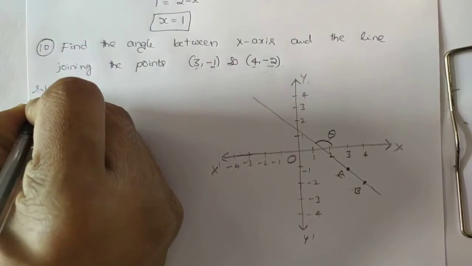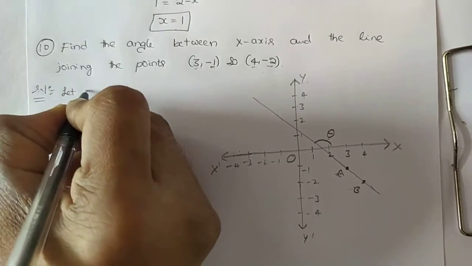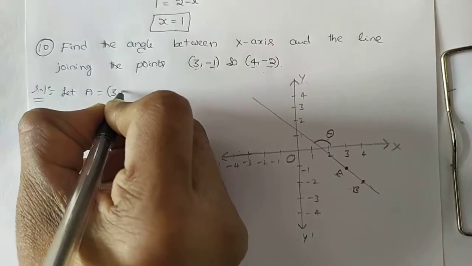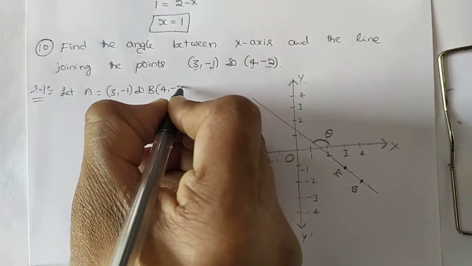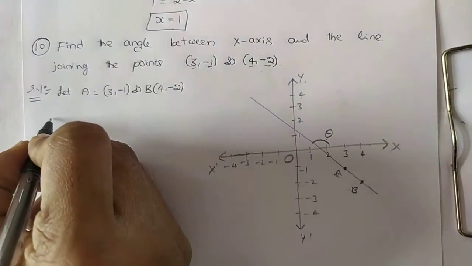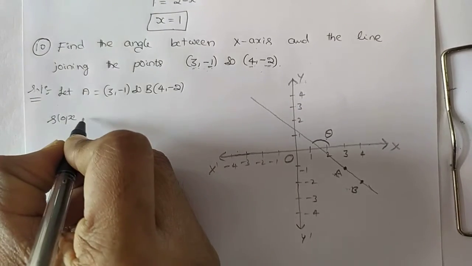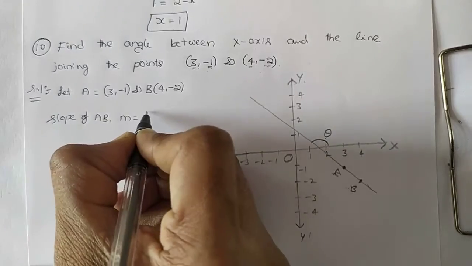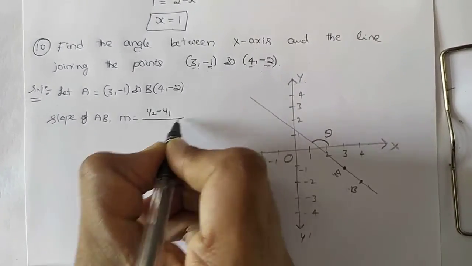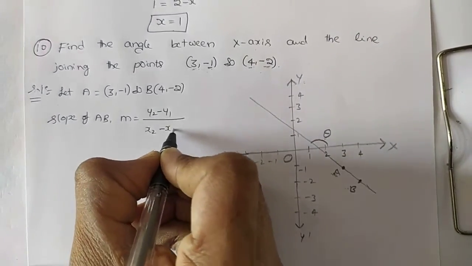Solution. Write down the given points. Let A be (3, -1) and B be (4, -2). Slope of AB is m equals y2 minus y1 divided by x2 minus x1.